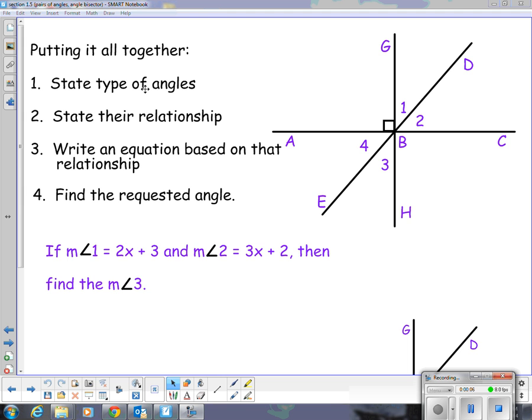Good morning. Today, you're not going to learn anything new. What we're going to do is put all the vertical angles, the linear pair angles, we'll probably be using angle addition, definition of a right angle, all of that together.